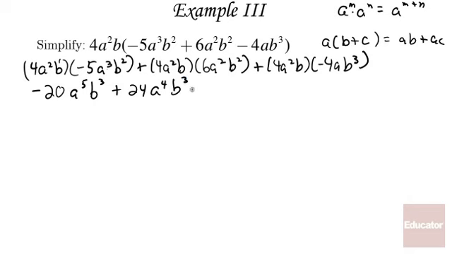4 times negative 4 is negative 16. A squared times a is really 2 plus 1. So that's going to give me a to the third. And then b, really to the first power, times b to the third is b to the fourth.